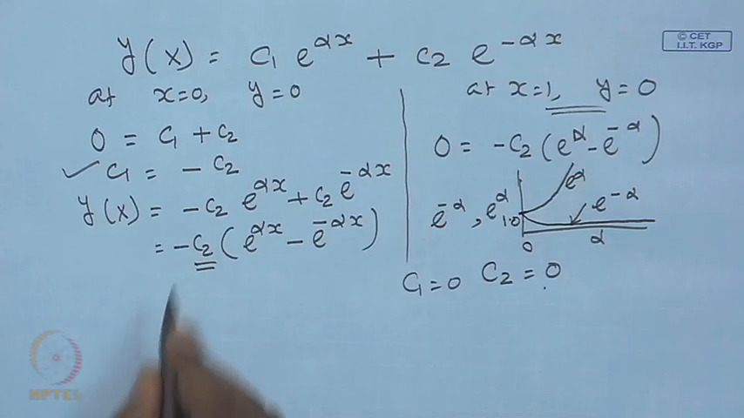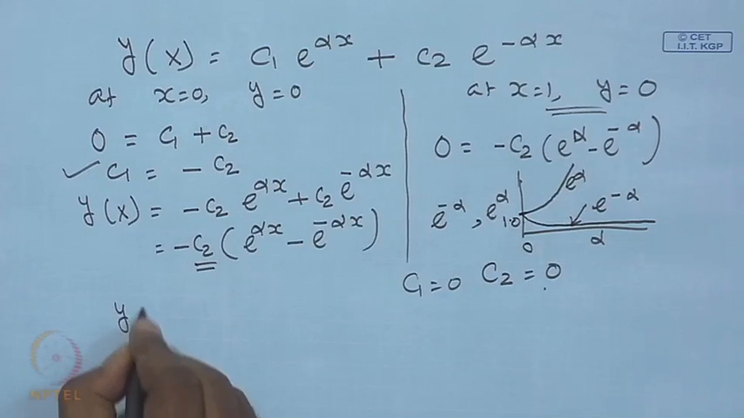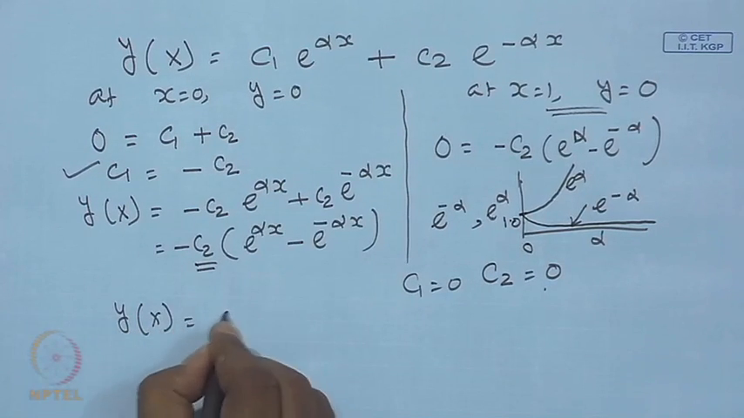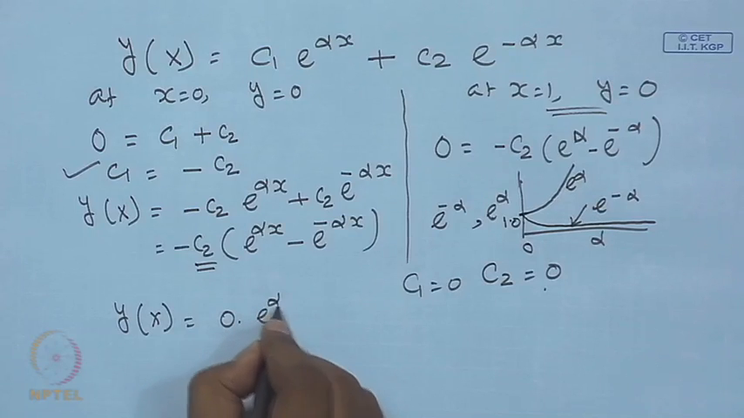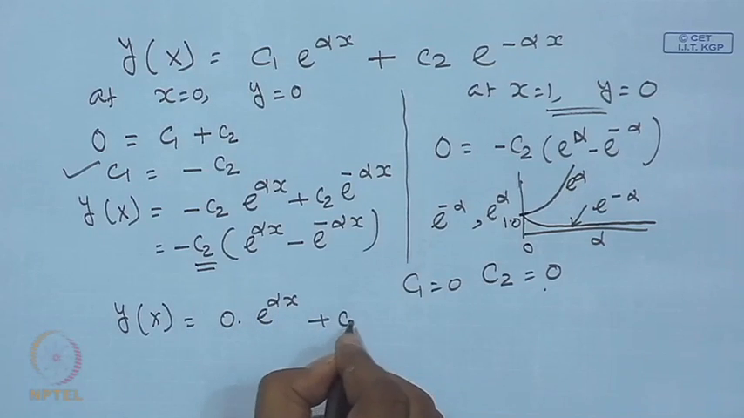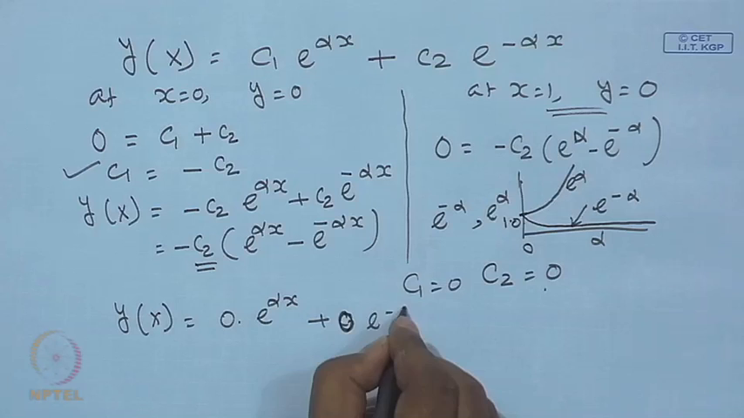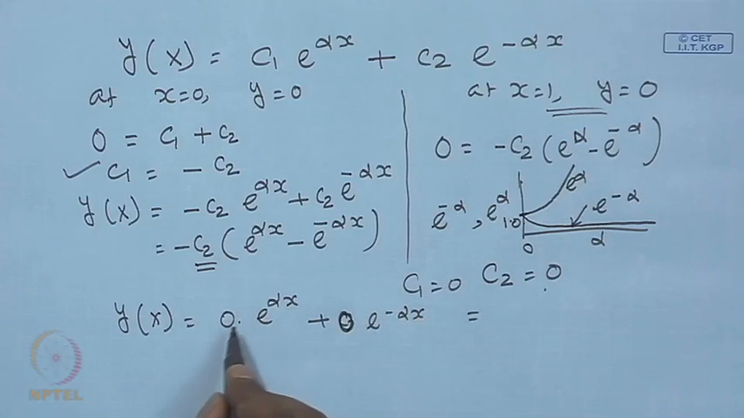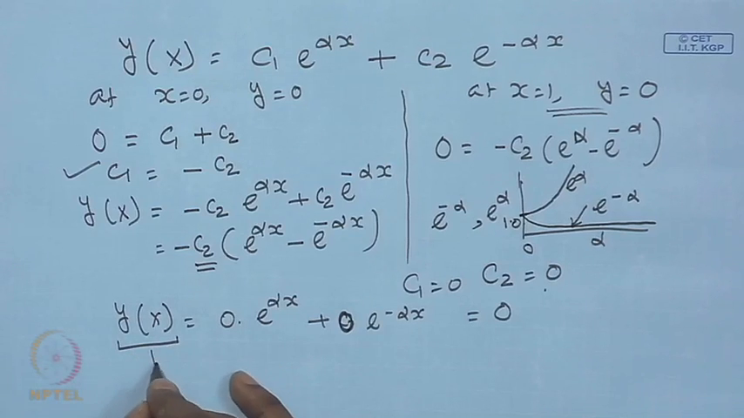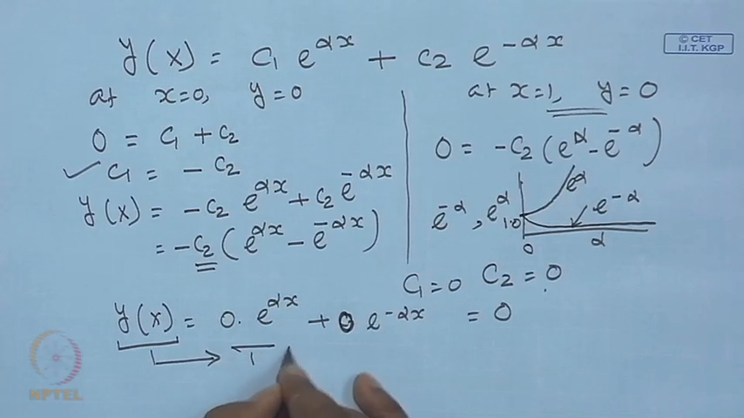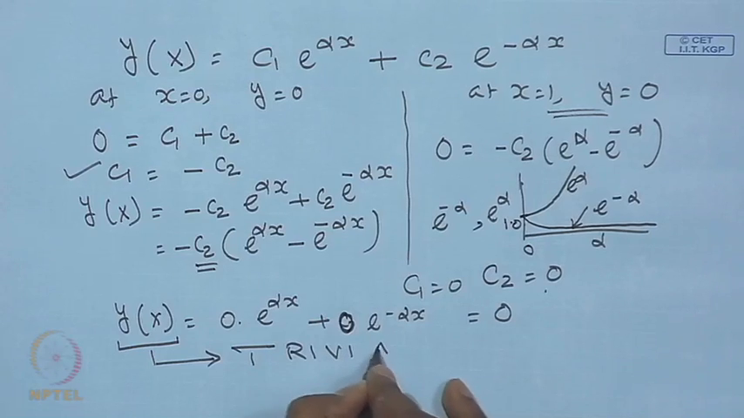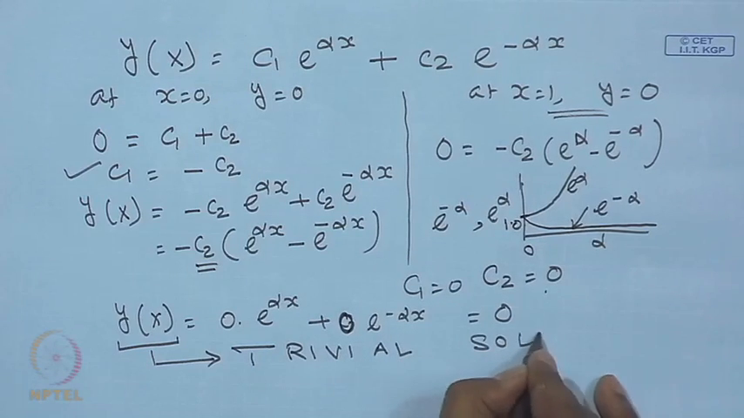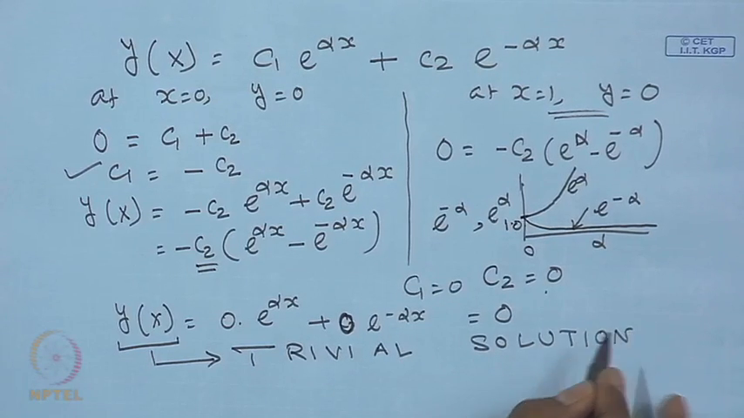So, what is the fate of my solution? The fate of my solution is 0 multiplied by e to the power alpha x plus C 2 is 0 multiplied by e to the power minus alpha x. So, the full solution becomes 0. So, again we are landing up with a trivial solution. So, this is nothing but a trivial solution, and we are not looking for a trivial solution, we are looking for a non-trivial solution.